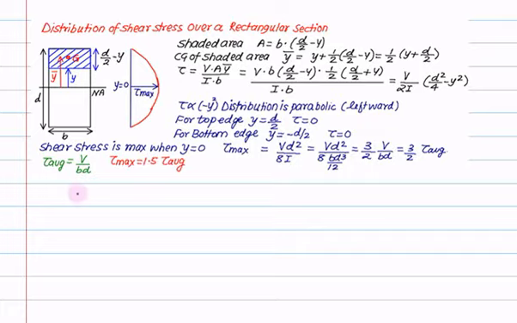Then you do step number 1. First of all, you will calculate area. So area equals to b multiplied by d. Then calculate tau average. Tau average will be equal to V divided by area, and then calculate tau max. So tau max will be equal to 1.5 of tau average. Never give the answer for tau average. Always give the answer for tau max.